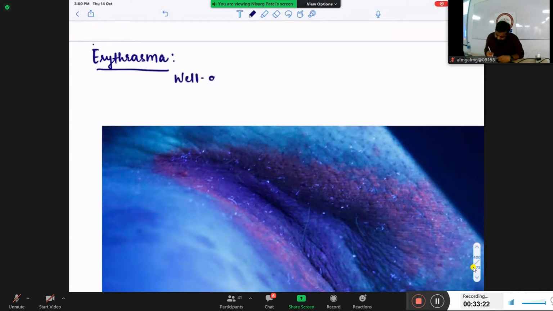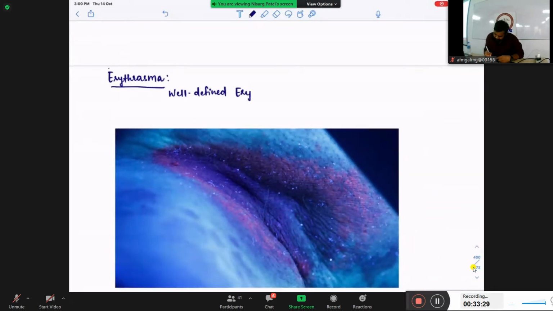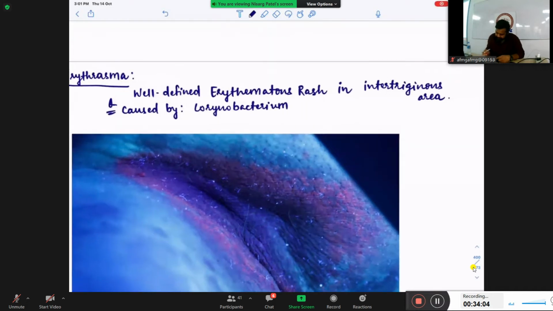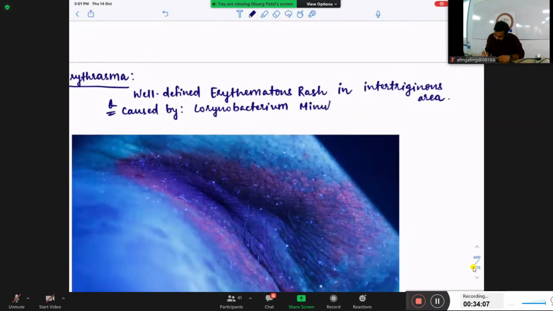So what you will see is a well-defined erythematous rash in the intertriginous area. Two important MCQs. It is caused by Corynebacterium minutissimum.